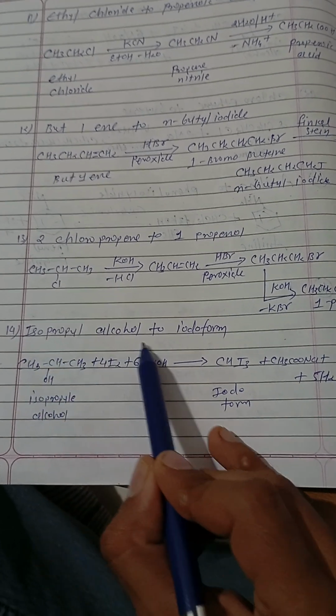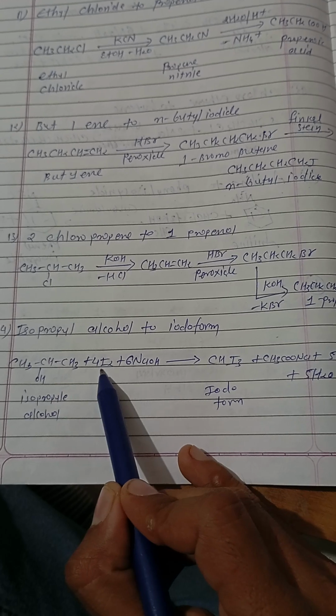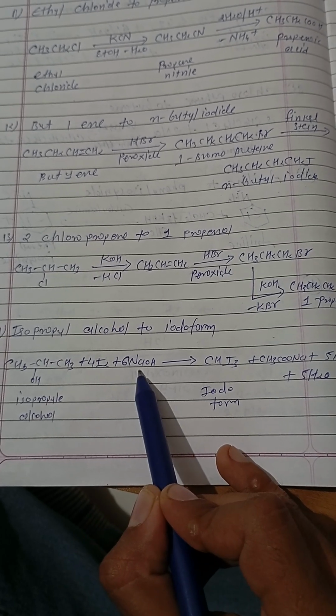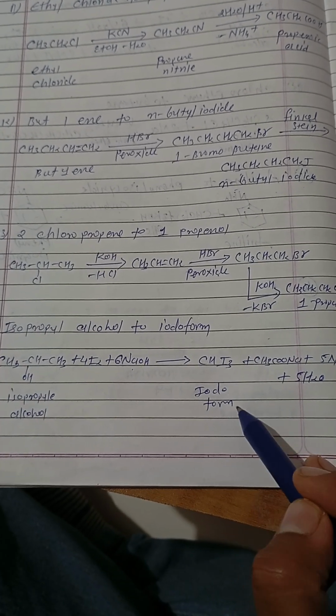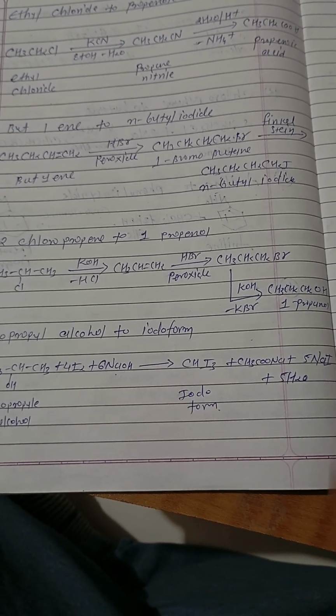14th one, isopropyl alcohol to iodoform. This one is the isopropyl alcohol. In the presence of 4 mole of iodine and 6 mole of NaOH, the iodoform test will form iodoform by removing sodium formate, sodium iodide and water molecules.